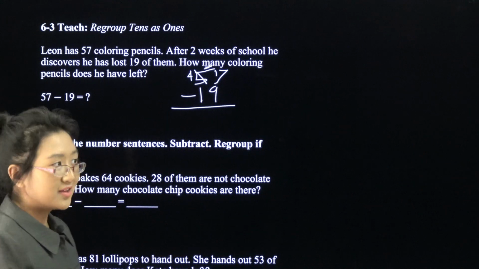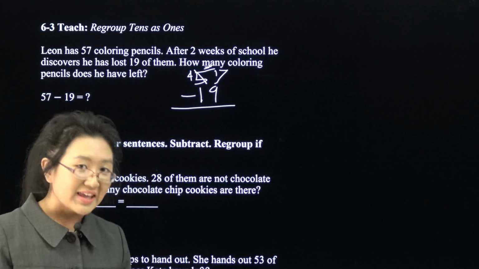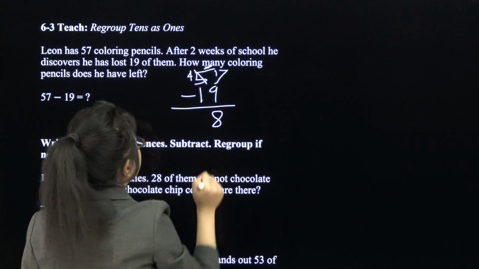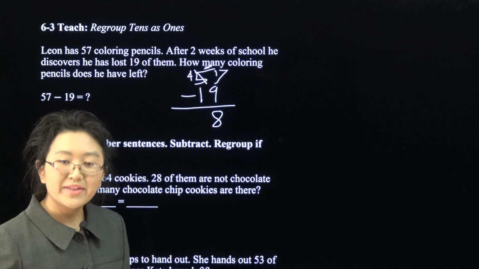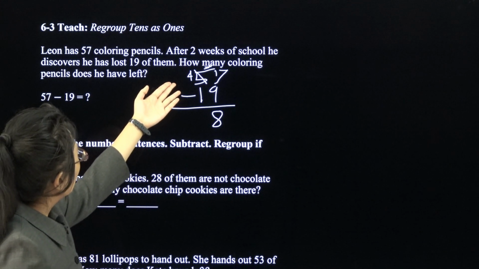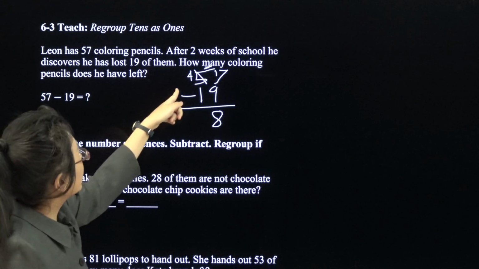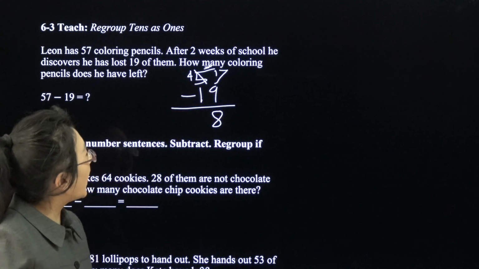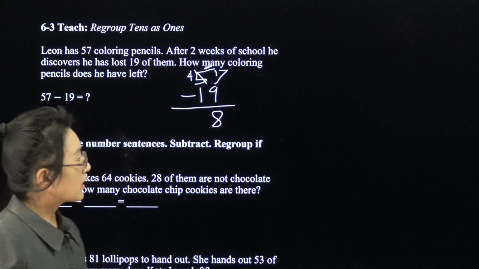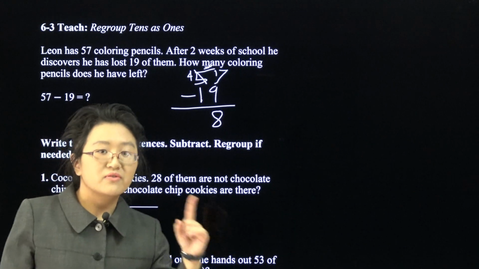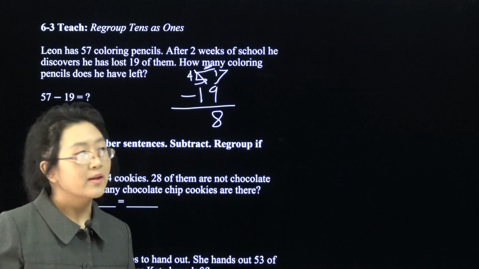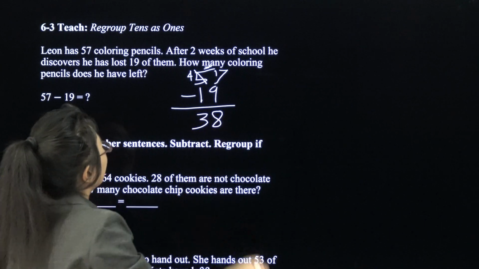Now, 17 minus 9. Does that work now? Yes. 17 minus 9 is equal to 8. All right, so that's the ones place done. Now, what about the tens place? Well, we took 1 ten out of the 5 to give it to the 7. Now we have 4 tens left. What's 4 minus 1? 3. Our answer is 38.